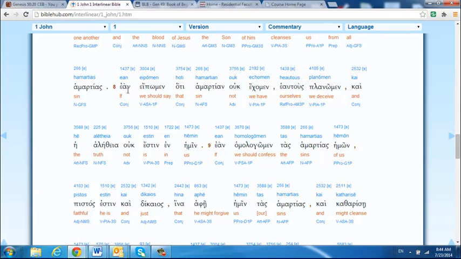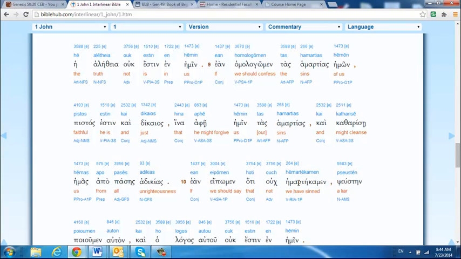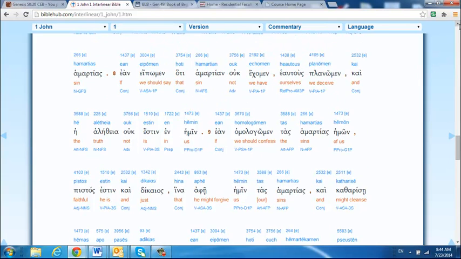If we should say, ean with the subjunctive, third class condition, takes a subjunctive verb. If we should say that, noun clause, sin we do not have, or sin we are not having, this is the present tense version of verse 10. It doesn't say if we should say that we're not sinning. That's not what it says. If we should say that we do not have sin in the present, because we have, as it were, never sinned, down in verse 10, if we should say that we do not have sin that needs to be cleansed, heautous planomen, reflexive pronoun, and a present tense verb, we are deceiving ourselves. Get that continuous flavor in there.